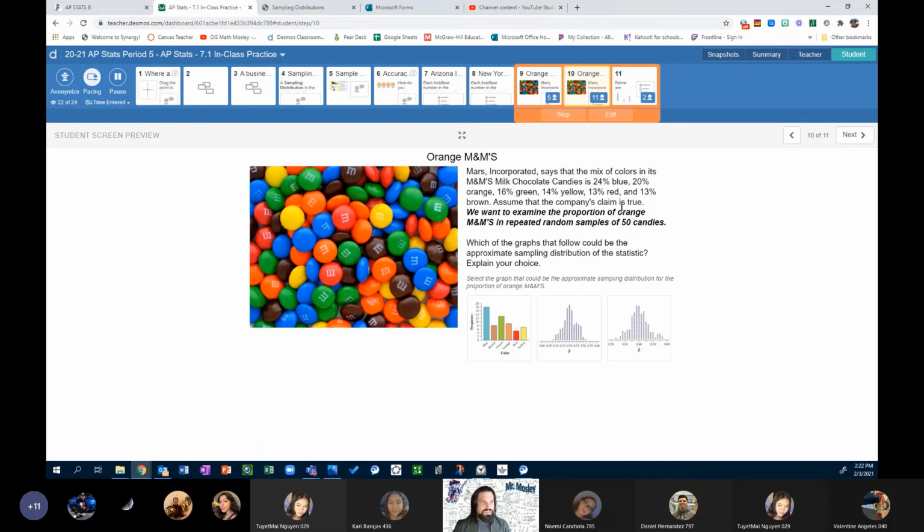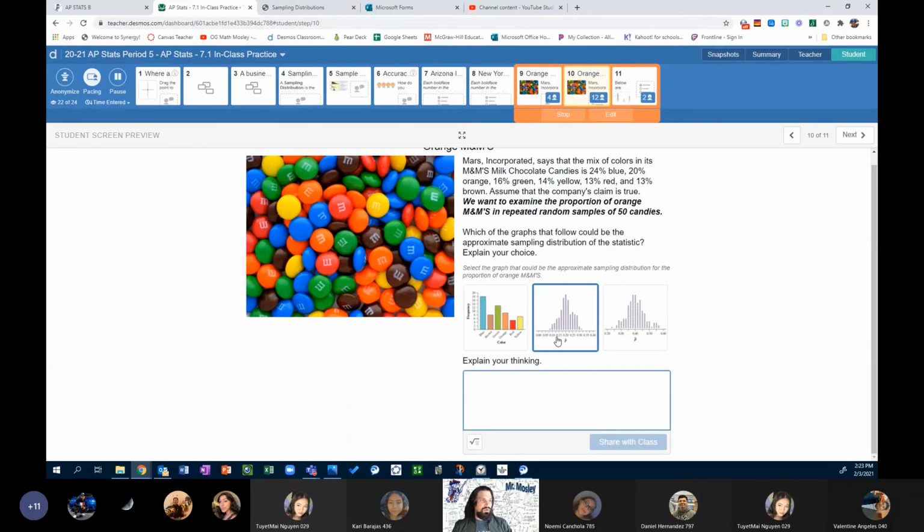Since we're assuming that the company's claim is true, the true value should be 20%. Of these two dot plots, the middle one, the second one, has a mean or median right around 0.2. I know it's hard to see. The other one has a mean or median around 0.4 and nothing over 0.2, so that would not go along well with our data. So the correct graph would be the second one, showing a center of about 0.20. Are there any questions about this one?